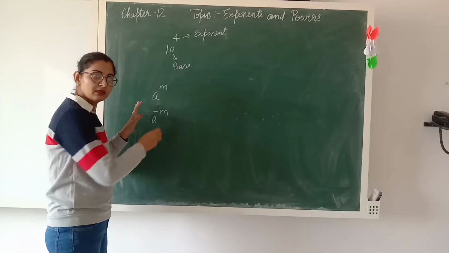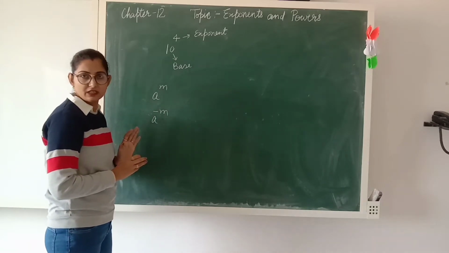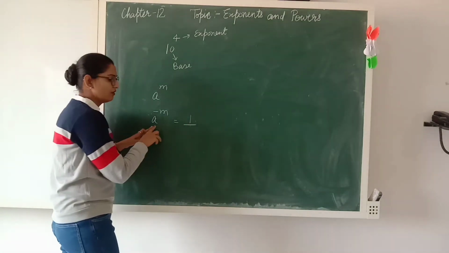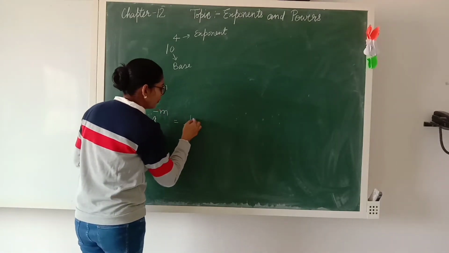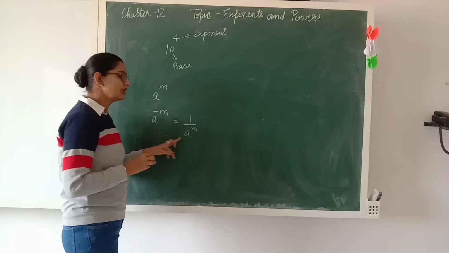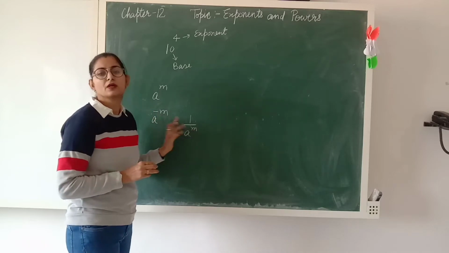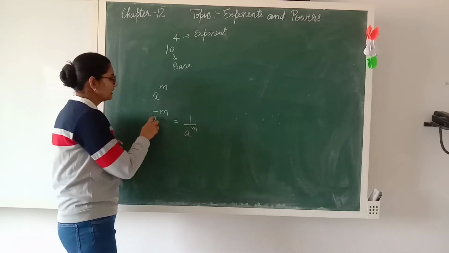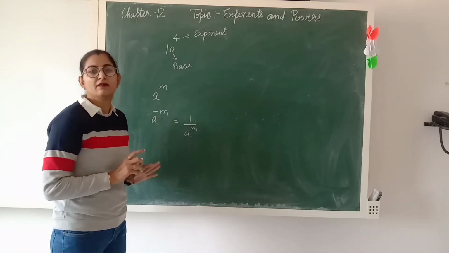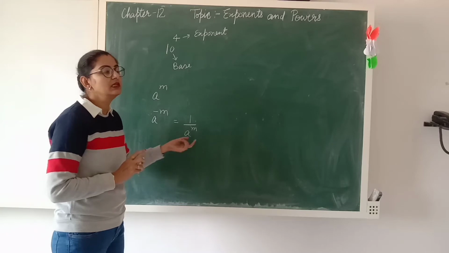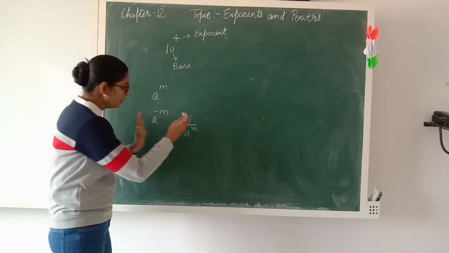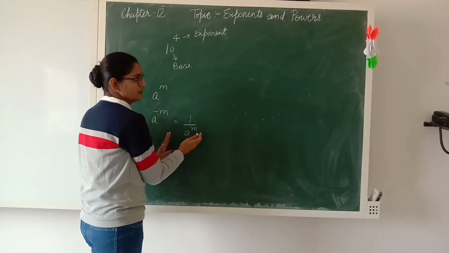So how can you convert this negative exponent into a positive exponent? You can just take the reciprocal of a, that is 1 by a raised to the power m. Whenever it comes in the denominator, it becomes positive. You can write a raised to the power minus m is equal to 1 by a raised to the power m. Now a raised to the power m is in the denominator, so I am writing it as a positive exponent. And now I can solve this.